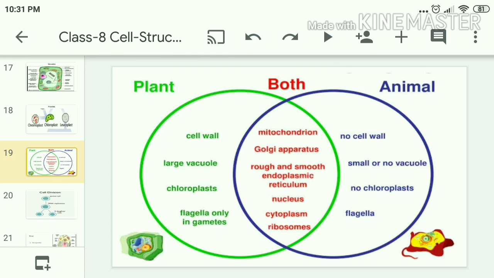And what are the organelles present only in plant cells? Cell wall, large vacuole, chloroplast, that means plastids, and flagella only in gametes. And there are some specifications in animal cells. They do not have a cell wall. Even the vacuoles present are small or there is no vacuole, no plastids, no flagella. These are some differences between plant and animal cells.